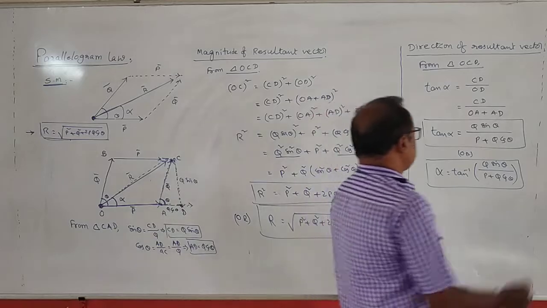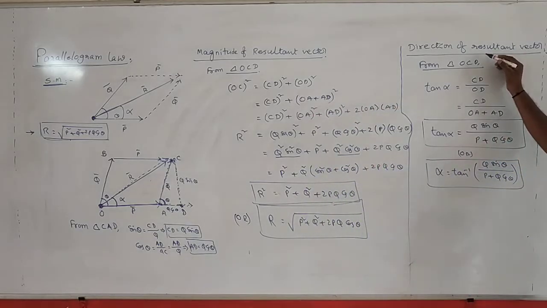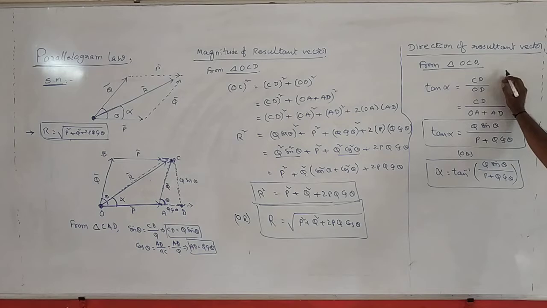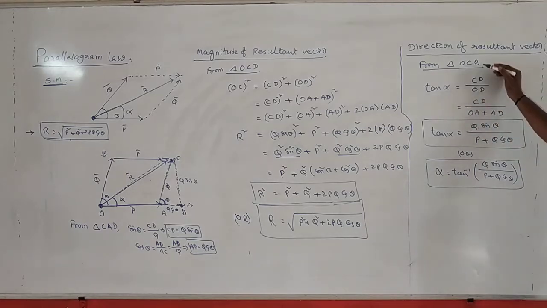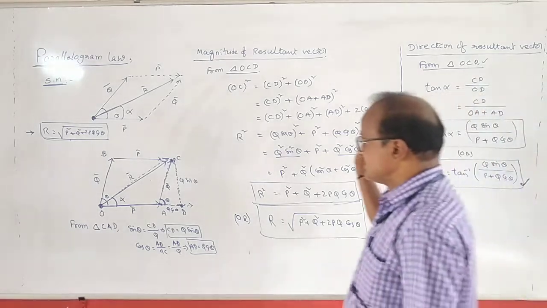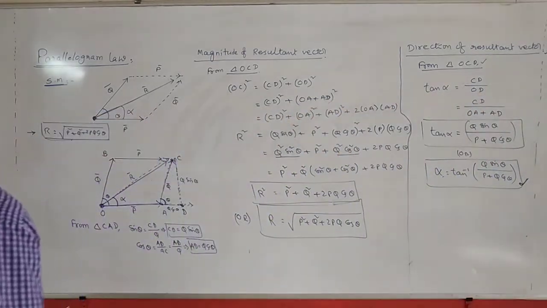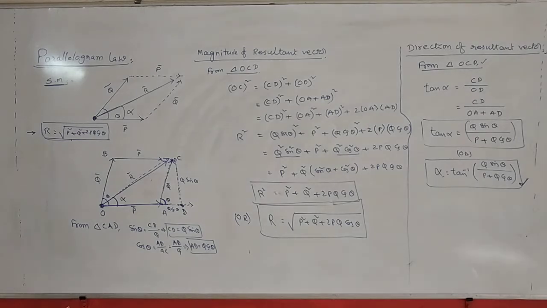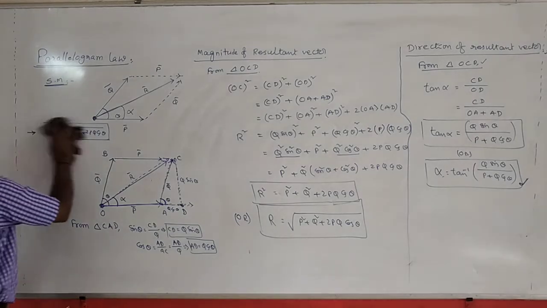And direction of the resultant vector means alpha. Alpha is the angle made by the resultant vector with P bar. By knowing the value of alpha, we can decide the direction of the resultant. Therefore, tan alpha equals CD by OD from the triangle OCD, and OD can be replaced by OA plus AD, so tan alpha equals Q sin theta by P plus Q cos theta. This is the formula to find the direction. Then alpha equals tan inverse of Q sin theta by P plus Q cos theta. Right, my students? So this is the total explanation of the parallelogram law of vectors, and it is very important. So next one.